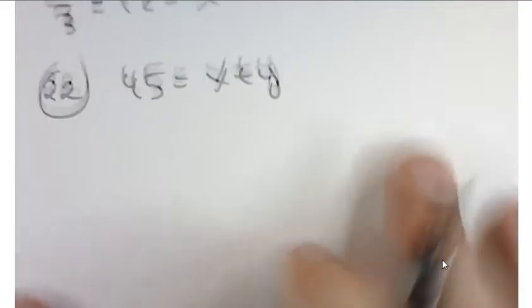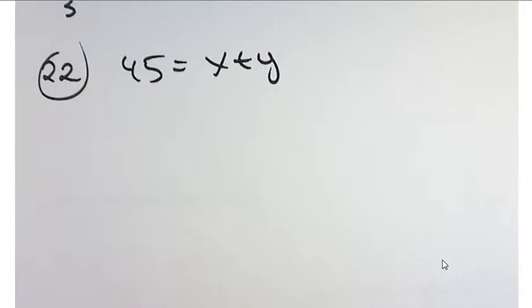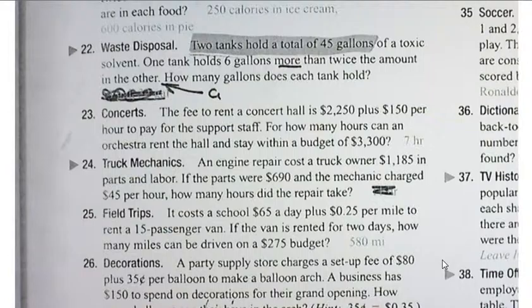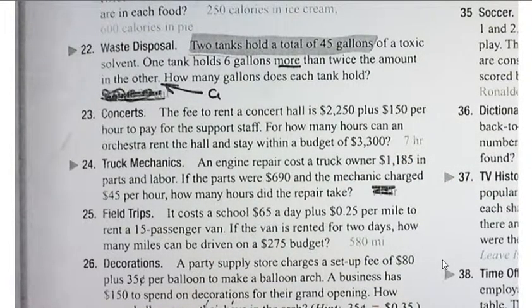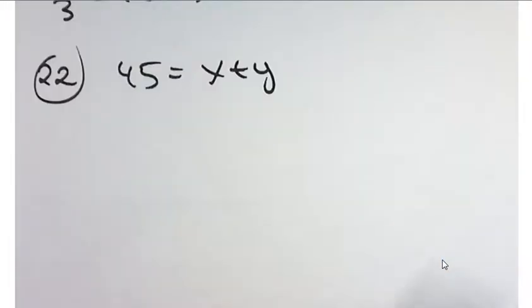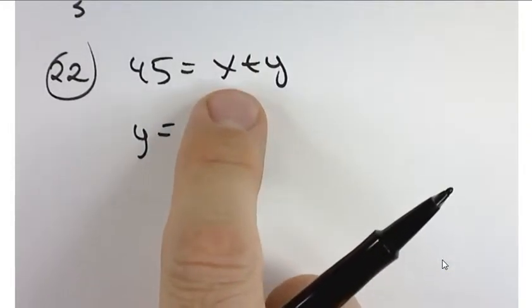You can choose whatever you want. On some problems, sometimes there will be a name that suggests itself. Other times it won't. It's up to you. But X plus Y, A plus B, R plus P, whatever works. Now, one holds 6 gallons more than twice the amount in the other. So you got to pick one of these to be the big tank and one of them to be the little tank. But let's let Y be defined in terms of x. So x is the smaller tank, y is the bigger tank.